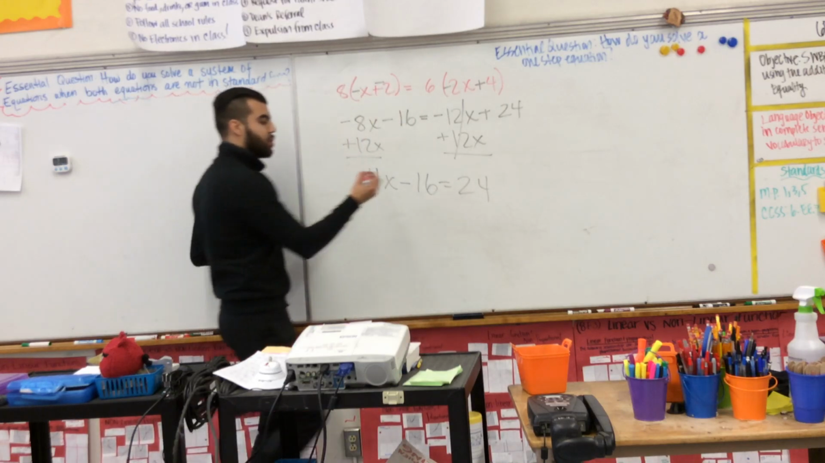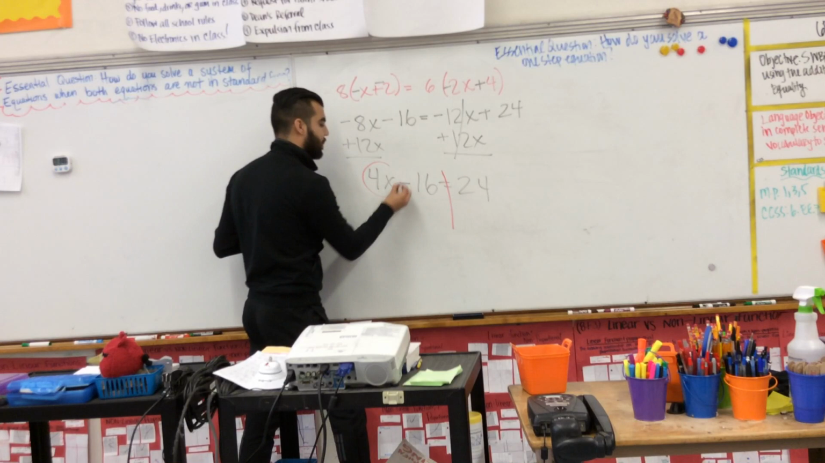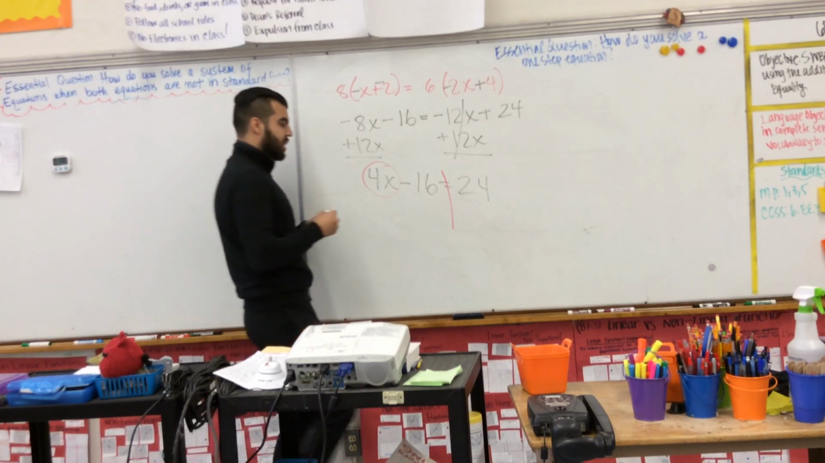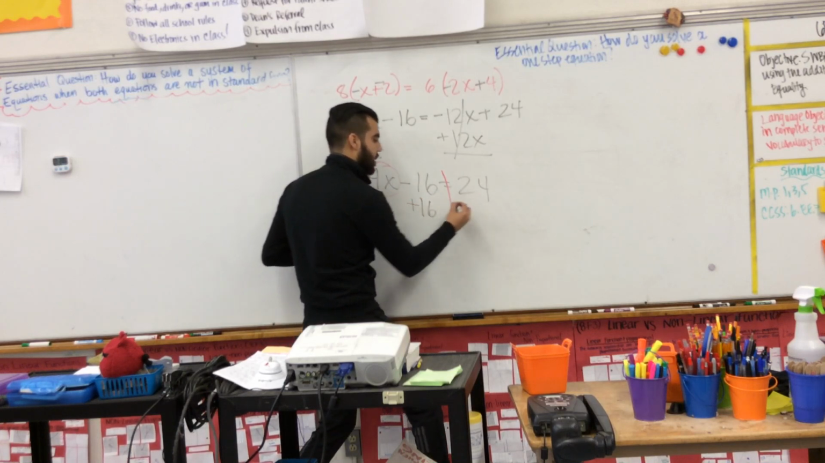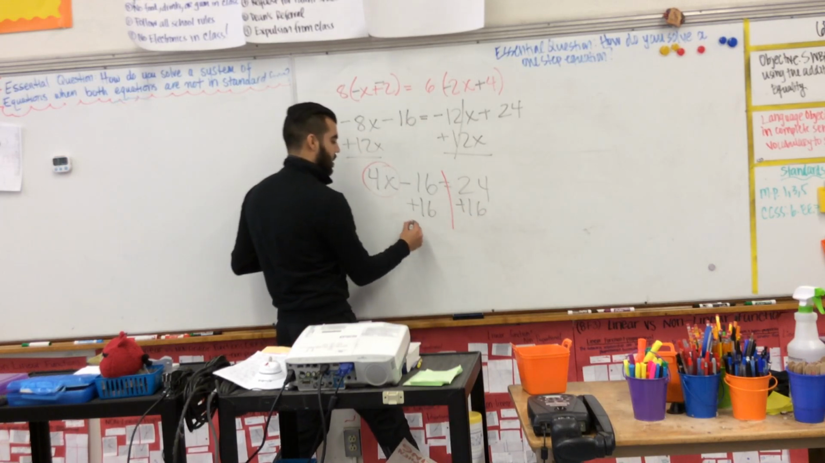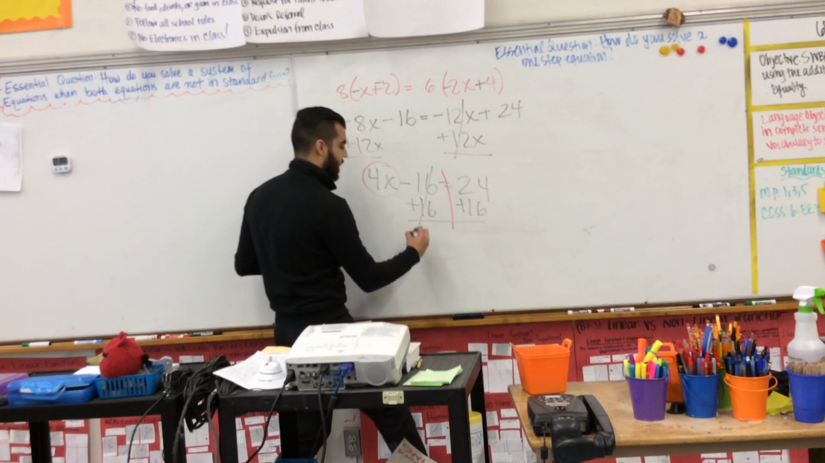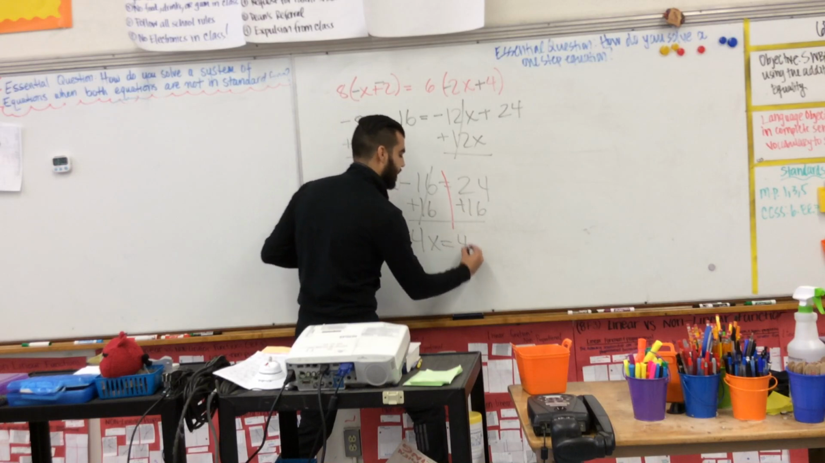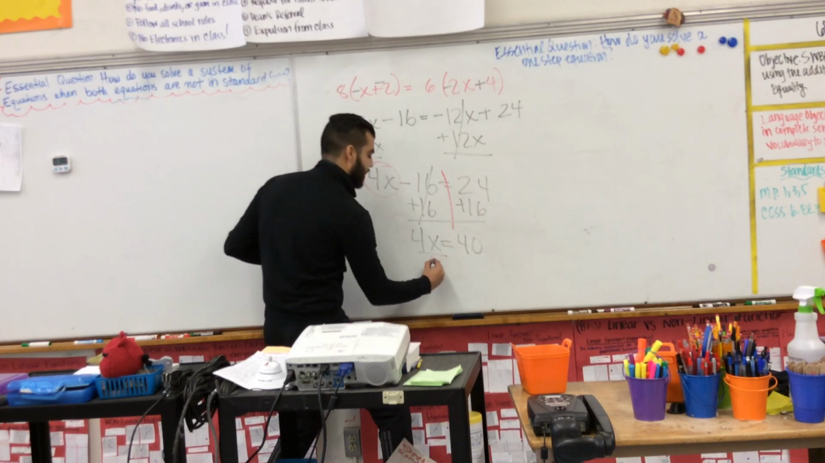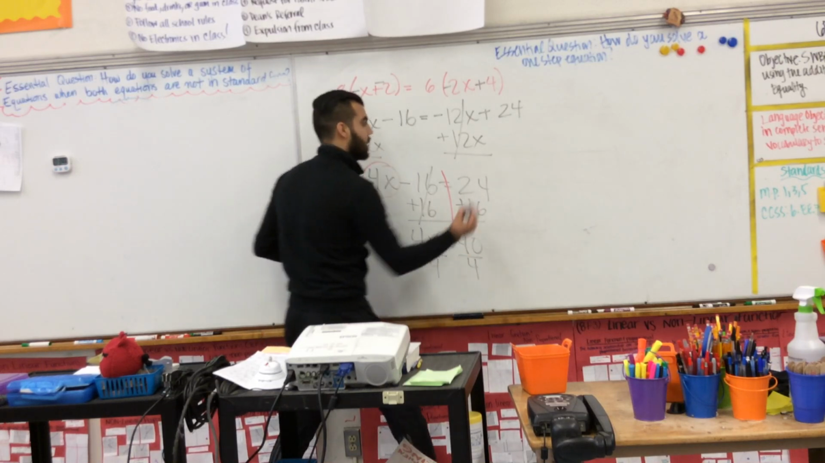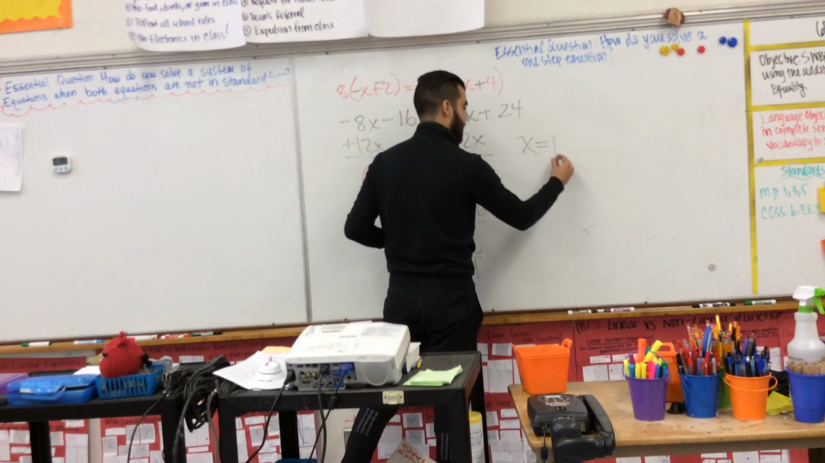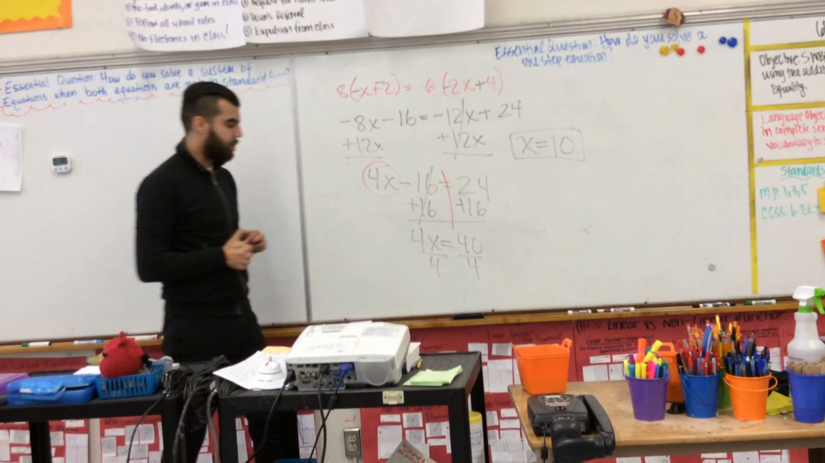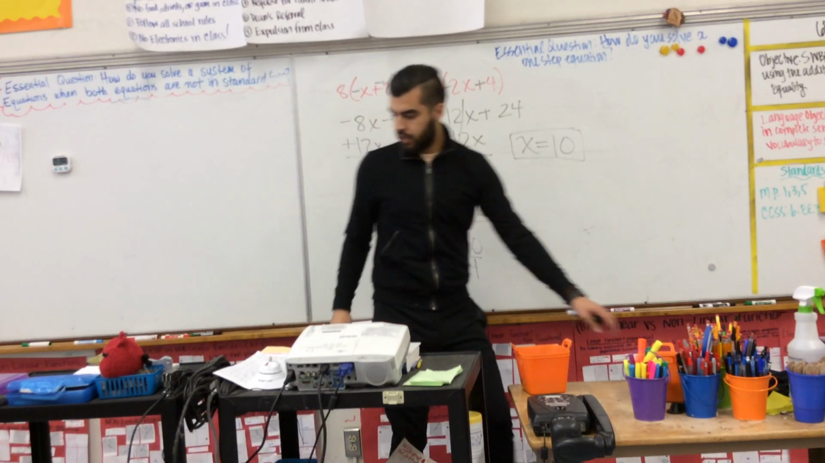Now here, you want to draw the barrier, circle the variable. I need to move that negative 16 over to the other side. The inverse is plus 16, plus 16. This is gone, so we get 4x equals 24 plus 16 is 40. Divide both sides by 4. Then you get x equals 10 for this one. So x equals 10 for this problem. Let's try the next one.